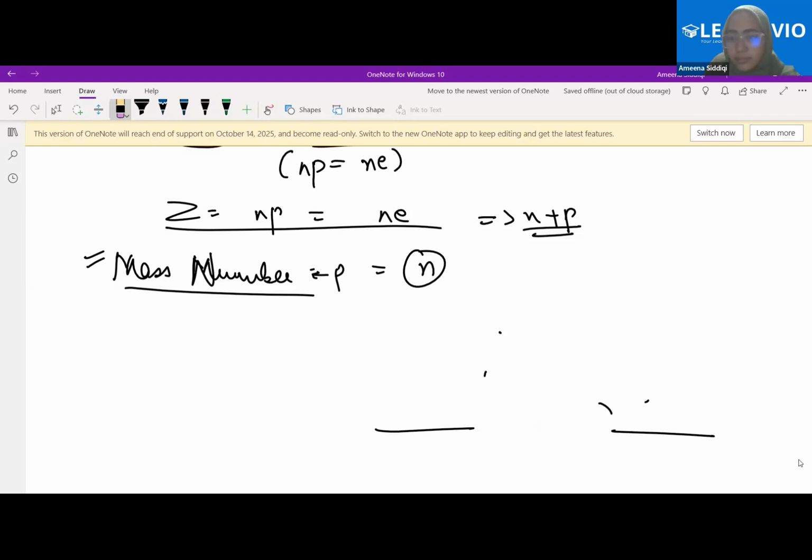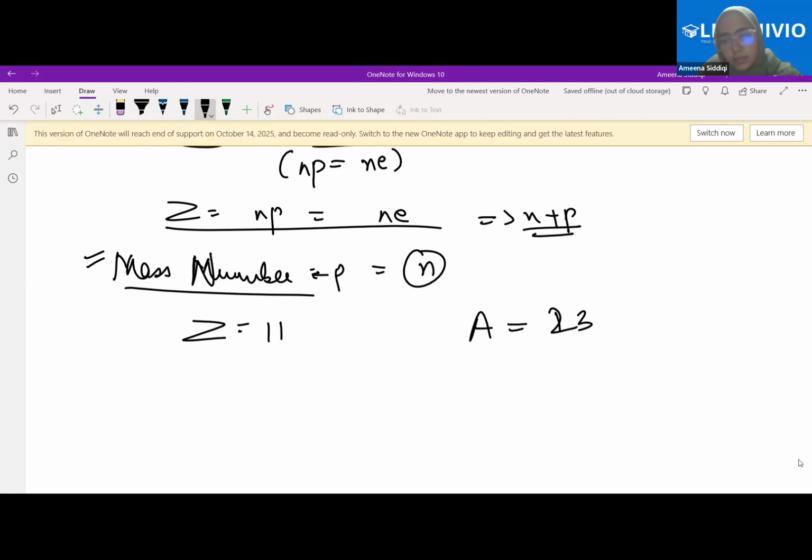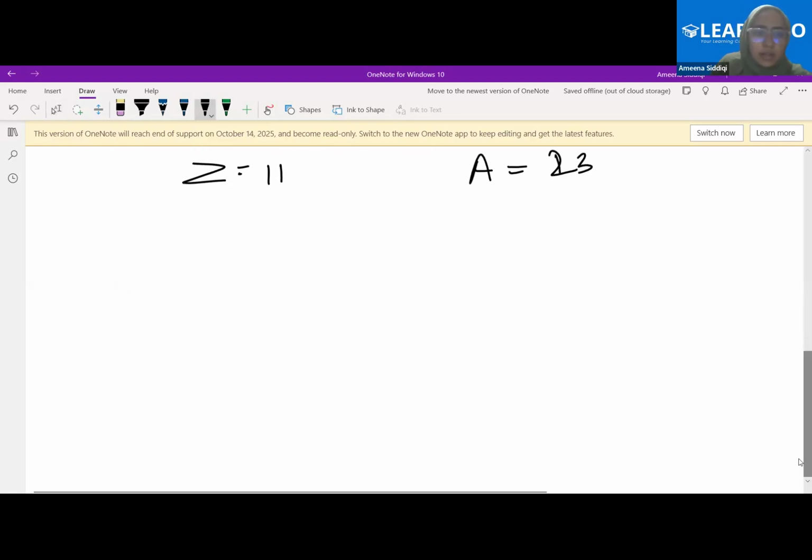Yes, miss. Fine. Now, the next point: let's suppose I have Z as 11 and the atomic mass, which is the mass number here, as 23. Tell me the number of electrons, protons, and neutrons in this atom. So there would be 11 protons and then 12 neutrons. And electrons? 11. Good.